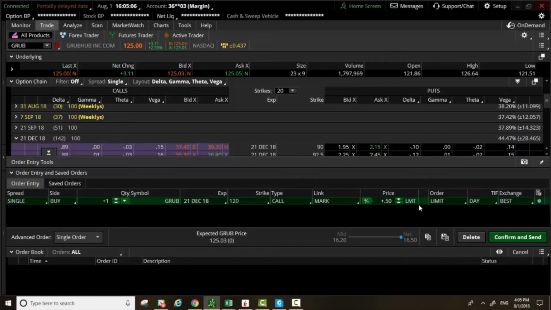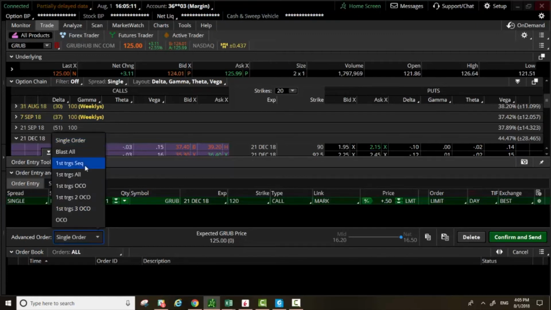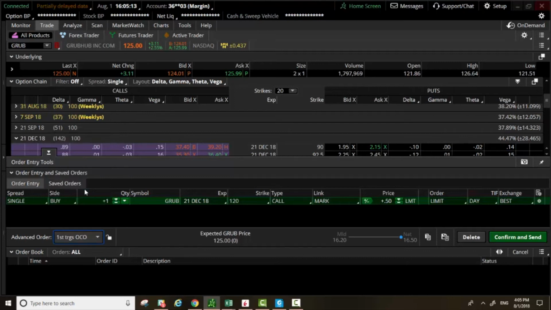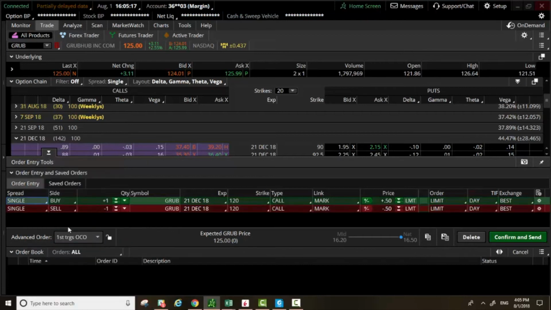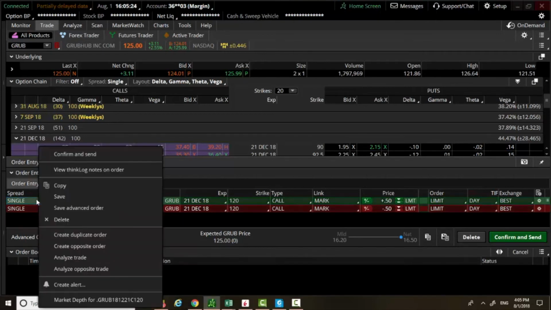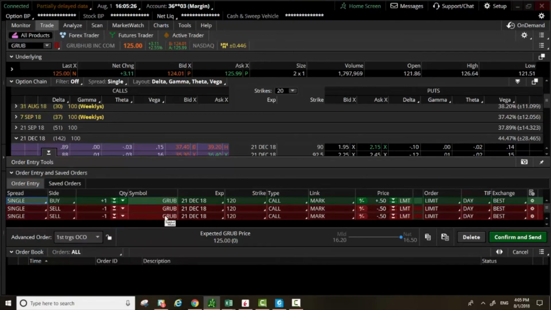Now we need to make sure that we have contingencies in place just in case something goes wrong. So what we can do is go first triggers OCO. We want to make some opposite orders here. We want to have an opposite order to get us out should something go wrong, and we want to have an opposite order to get us out if we make some money.